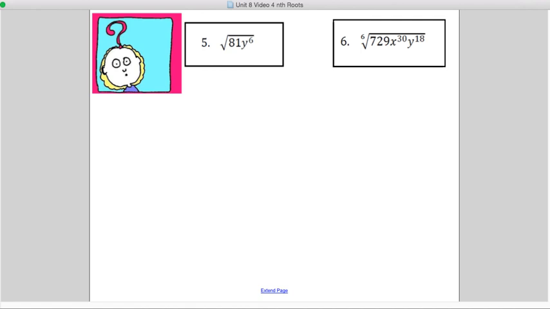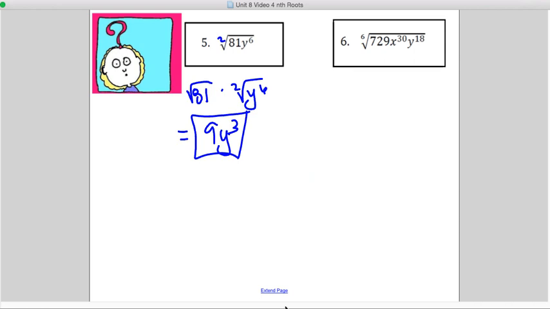We have the square root of y to the 6th. So remember, when it doesn't list anything, it's automatically the square root. Okay, so we can think about this as the square root of 81 times the square root of y to the 6th. Square root of 81, if you don't know, you can do this one on your calculator, 9. 9 times 9 is 81. Then this one's still a square root, so I take 6 divided by 2, which is 3.